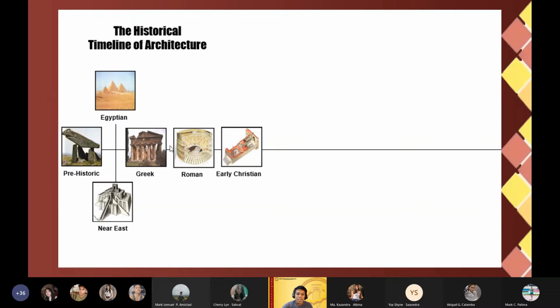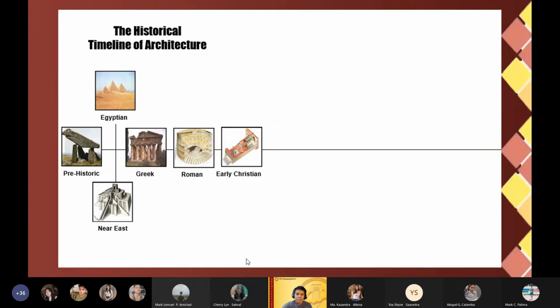Okay, so early Christian architecture started while the Roman was still ongoing. With the downfall of Roman architecture, early Christian architecture began to rise. If you try to think about early Christian architecture, who started it? From the term itself, Christian, early Christian architecture started with our religion, Christianity.